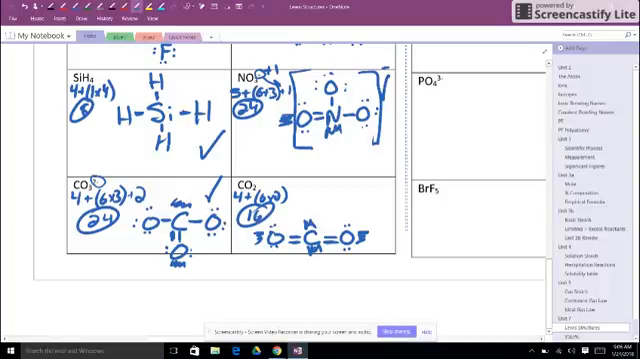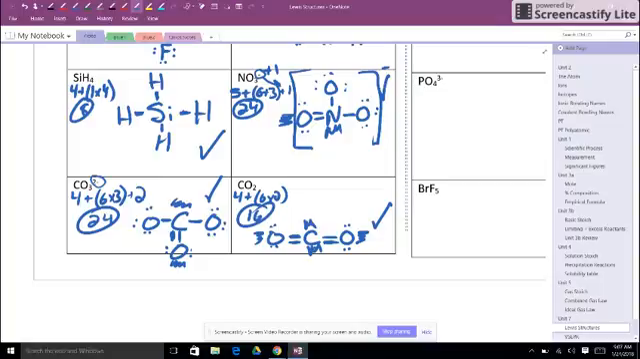Now check out the carbon. It is still fulfilling the octet rule because it has 2, 4, 6, 8 electrons in its outer shell being shared. Let's count the total now. 2, 4, 6, 8, 10, 12, 14, 16. That's it. This is the Lewis structure for a carbon dioxide molecule.